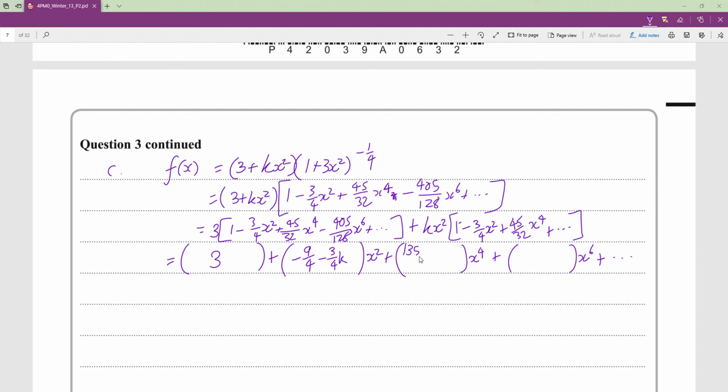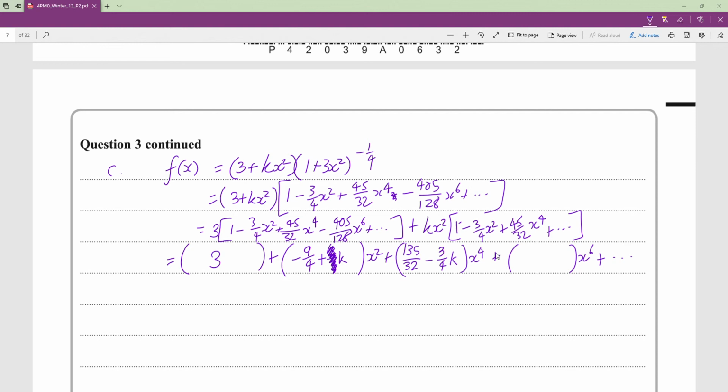135 divided by 32 x to the 4. And this, actually, no, this would be plus k. My apologies, because kx squared times 1 gives us the x squared term. Kx squared times minus 3 over 4 x squared, these two x squareds add up, give us the x to the 4th term. So this would be minus 3 over 4k, x to the 4.